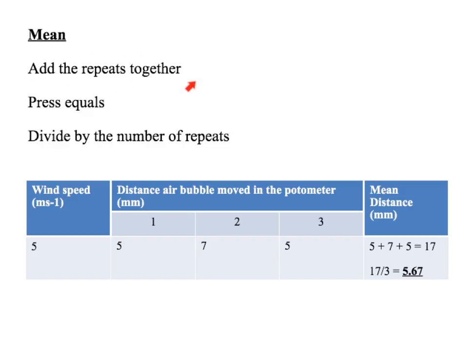You add the repeats together. Now do not just divide that by the number of repeats. Press equals first, otherwise you'll divide the last number by the number of repeats. So add them up, press equals, divide by the number of repeats. So we've got 3 repeats, 5, 7 and 5, add them up, press equals, that gives 17, divide by the number of repeats, gives 5.67.